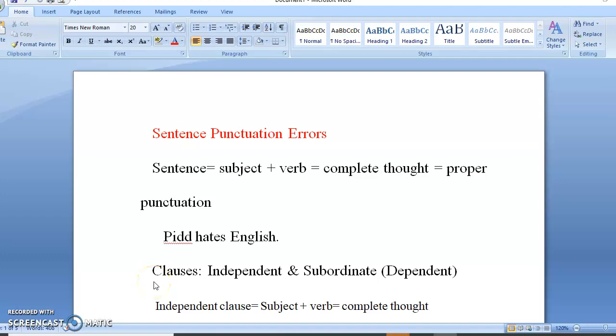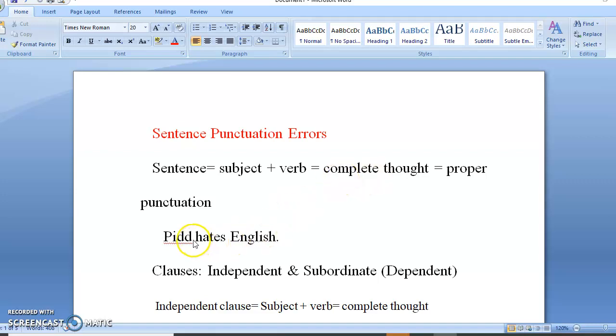Okay, let's get started. We are going to talk about sentence punctuation errors today. Now, a sentence is comprised of three parts. And when I say three parts, this is what I'm talking about. You have a subject plus a verb, and it equals a complete thought. And it has proper punctuation. So technically, it's four things.